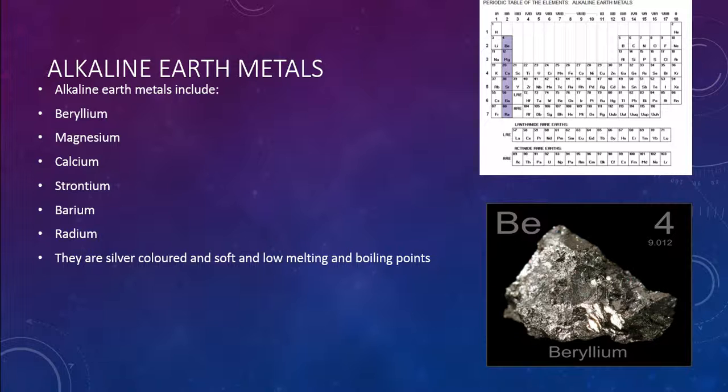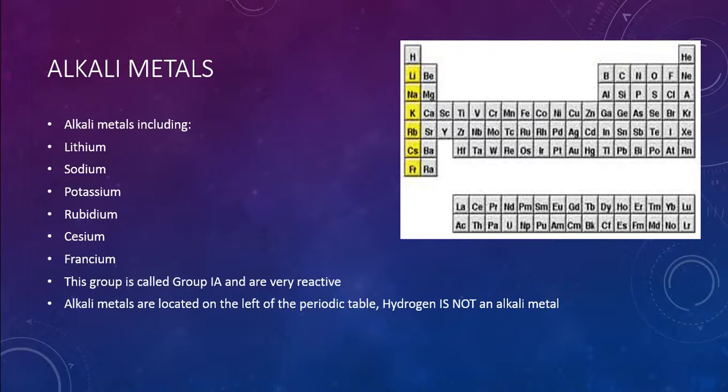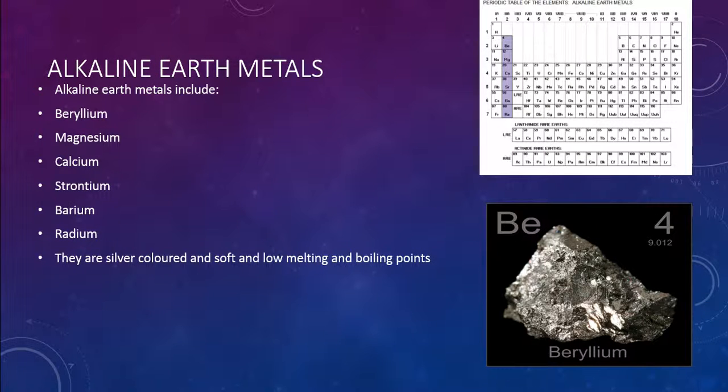But no, they've got low melting and boiling points compared to the alkali metals, such as lithium and sodium, because those react really quickly, really easily, and quite explosively as well. What's the one? I think potassium oxide, potassium dioxide. That's really explosive, or potassium peroxide or something. Now these have really low melting and boiling points, and they're also silver. And on the right, you can see a picture of beryllium. As you can see, it's silver, and it looks soft as well.